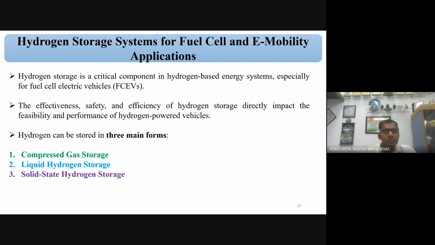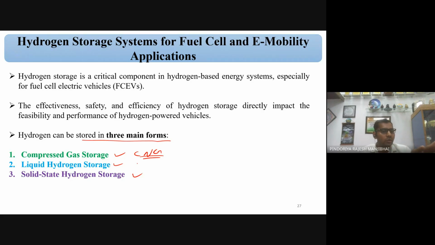Hydrogen can be stored in three main forms. First medium is compressed gas, like compressed natural gas, we can say CNG. Second is liquid hydrogen storage, and third one is solid state hydrogen storage. So we can store the hydrogen in these three media. First one is compressed gas storage, that is CNG. Normally in India, vehicles are available on a CNG basis.